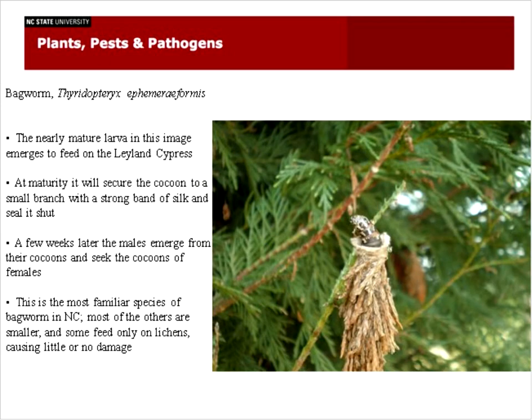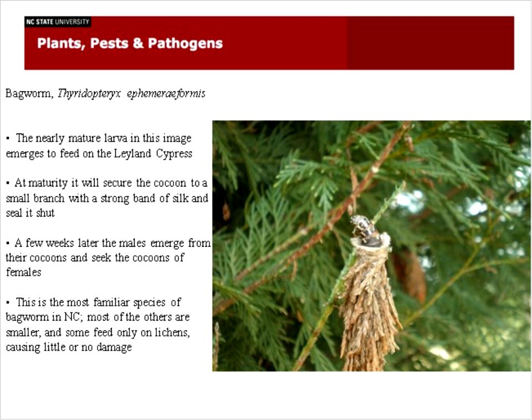Just another shot of a bagworm. This one is a nearly mature larva that is still feeding. When it's fully grown, it will secure that bag to the branch or to a stem with very strong silk. The silk is so strong it will actually constrict the branch and keep it from growing. And then it will seal it up and pupate inside. After a few weeks, the males emerge from their cocoons and seek out the cocoons of the females who remain within, and mate through an opening in the bottom of the cocoon, and she lays her eggs and dies.